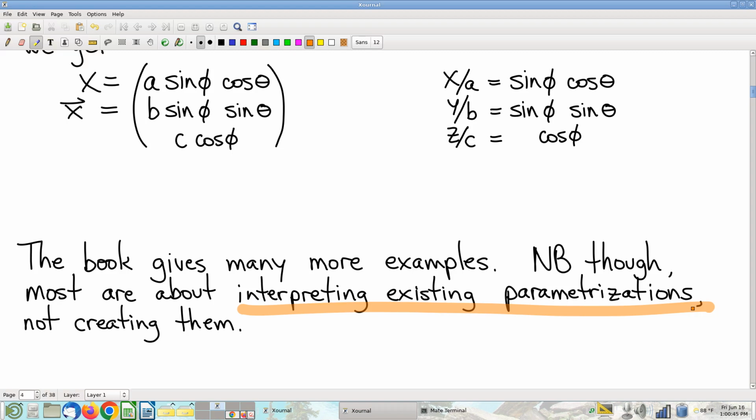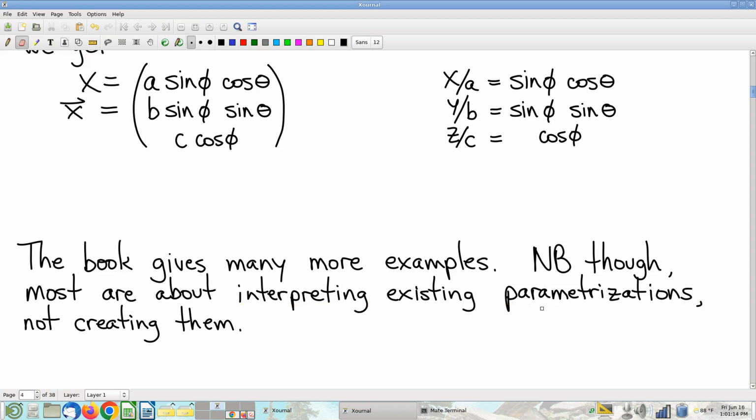Most of the time, a surface is going to come to you in some random way. It'll just be described as, oh yeah, it's a sphere of radius whatever, or it's a plane that blah, blah, blah. It's going to come to you generically. And the problem will be to create the parameterization. So that's why all of my examples are in that format. But it is also a healthy exercise to think about it the other way. So look at the book's examples as well.